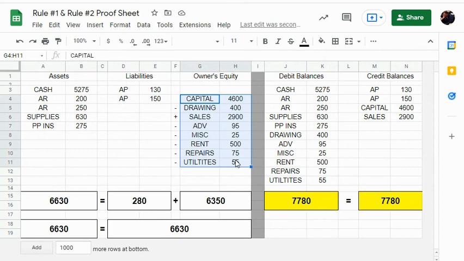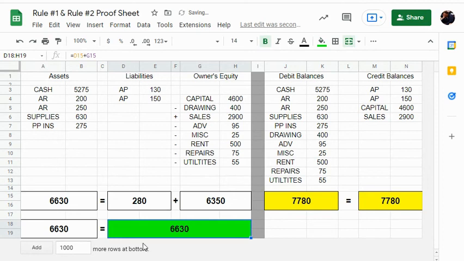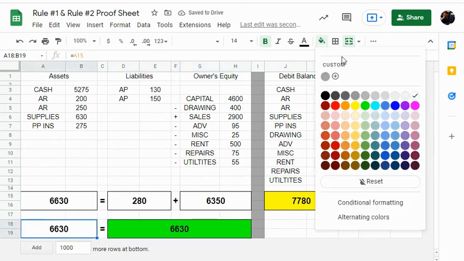And then I kind of sit and stare at you with that goofy smile I have, and then you guys go, wait a minute. Do you have to add up all of those numbers, right? Do all of these all increase the owner's claim to the business? And then you smile and go, no, of course not. Drawing is going to decrease the owner's claim. So I take my capital balance of $4,600 and I subtract drawing. Sales will increase, so I add sales and then I subtract all of my expenses. These 2 numbers here, the 280 and the 6350, when added together, will be 6630. In this example, that is the same balance if I add up all of my assets.